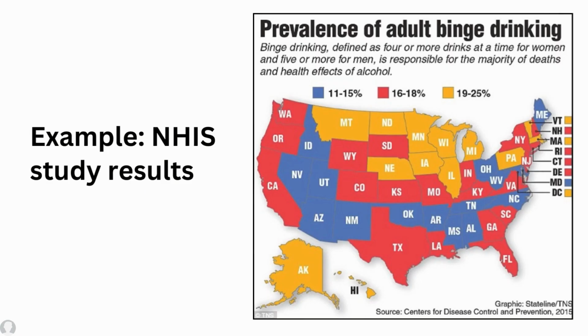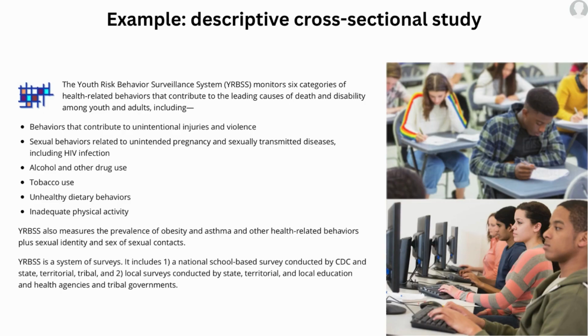Here is an example of a result from the NHIS descriptive cross-sectional study, the prevalence of adult binge drinking by state. The Youth Risk Behavior Surveillance System, or YRBS, is another example of a descriptive cross-sectional study that serves as another CDC surveillance system. High school students across the country are randomly selected each year, and participants complete questionnaires about health behaviors. Like the NHIS, the YRBS is conducted each year and different respondents are chosen each time, so each respondent provides data at only one point in time.